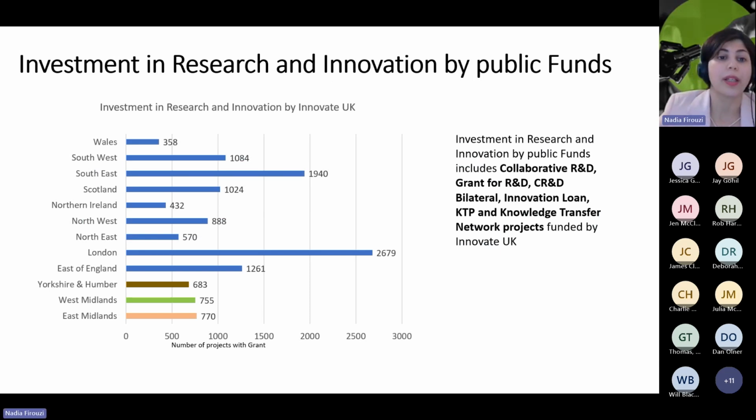This chart highlights public investment in research and innovation by Innovate UK from 2006 to present. As you see, London leads with over 2,000 projects, while the East Midlands had 770 funded projects. The West Midlands had 755, and Yorkshire and the Humber had over 600, supporting initiatives like collaborative R&D and knowledge transfer partnerships (KTPs). These regions are fairly similar, I mean, just the Midlands and Yorkshire. They are fairly similar in terms of R&D funding, but they have a really big difference with other locations like London.